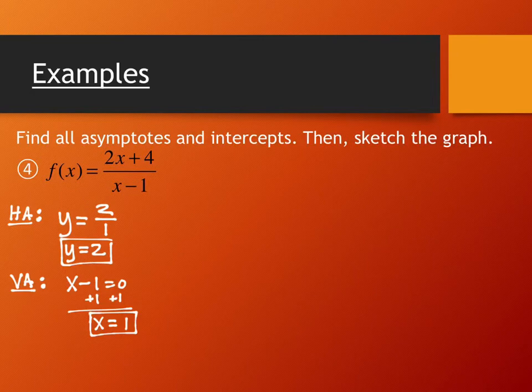Okay, so I'm going to pause and draw the asymptotes first, and then we'll come back and do our intercepts. I need a horizontal asymptote at y equal to 2. So something like that. Let me shift it up a little. And I have a vertical asymptote at x equal 1.